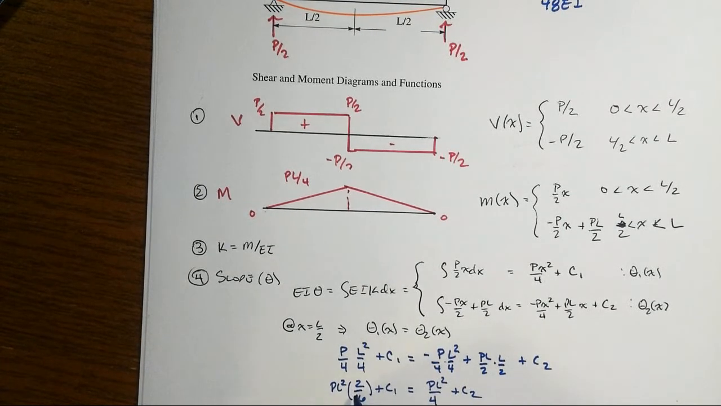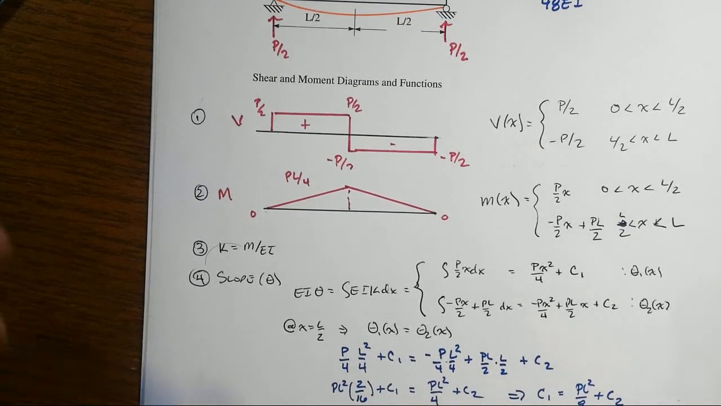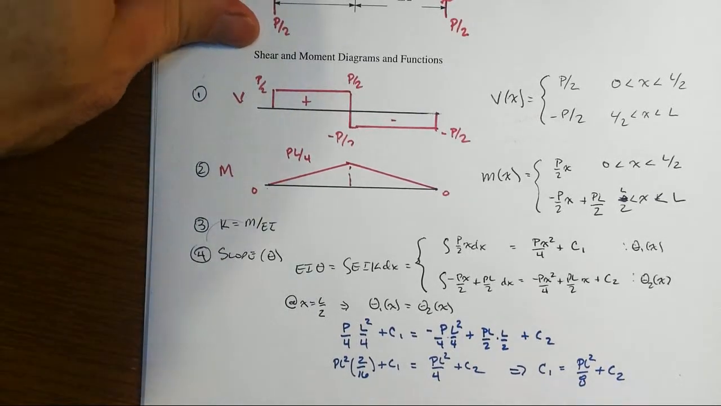This is 1/8, and we take it to the other side, and what we're going to get is that C1 equals PL squared over 8 plus C2. I sure hope I got that right, but I think I did. That's 1/8. That's a positive. Take it to the other side. 1/4 minus 1/8 is a 1/8. So now we have a relationship between those two constants using this continuity condition. I don't know anything else about them, but I know something about those two constants right there.